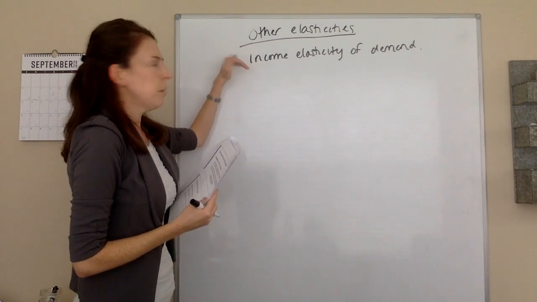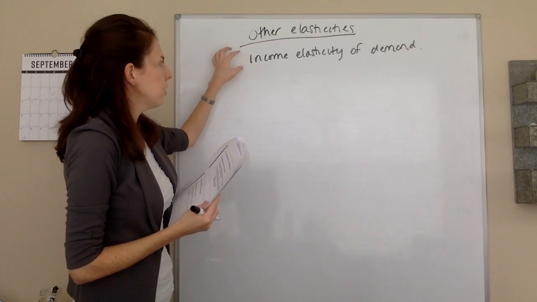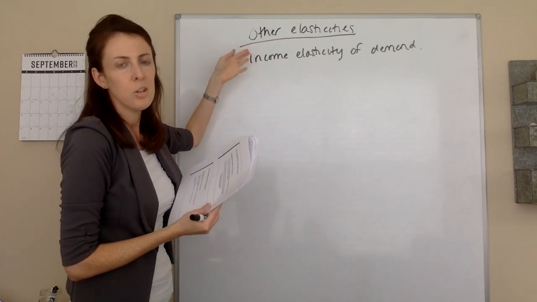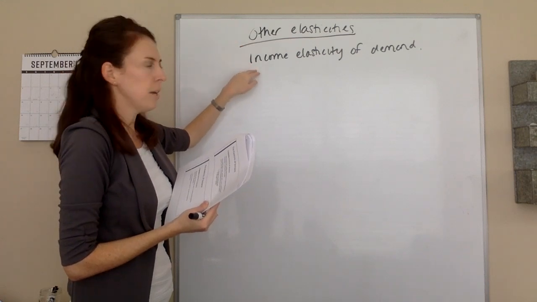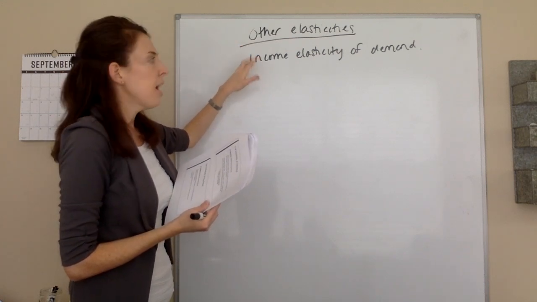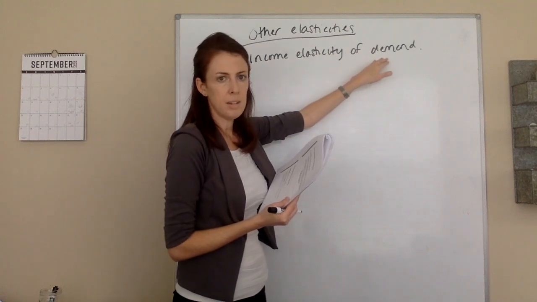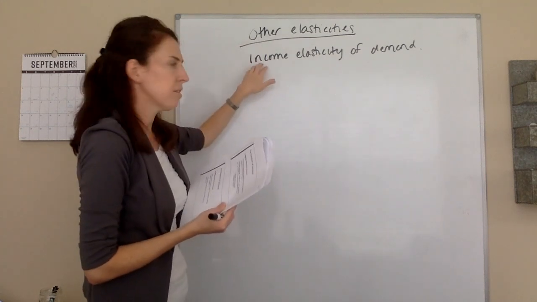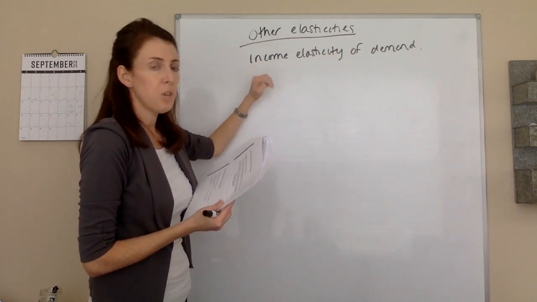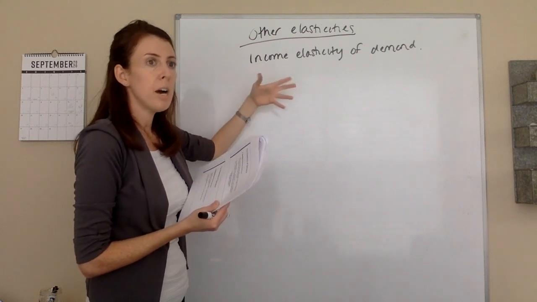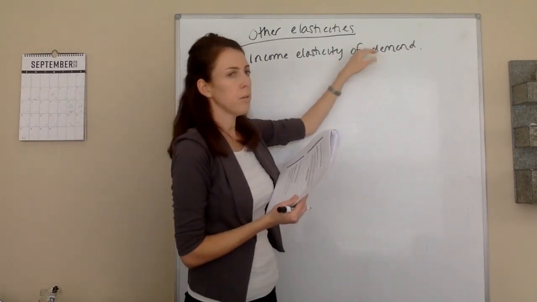Okay, if you just pick apart these words, you can figure out what this is. So an income elasticity of demand would be a measure of how responsive quantity demanded is when there's a change in a person's income. So the idea is if you give somebody more money, then how much does that influence the number of units that they demand?